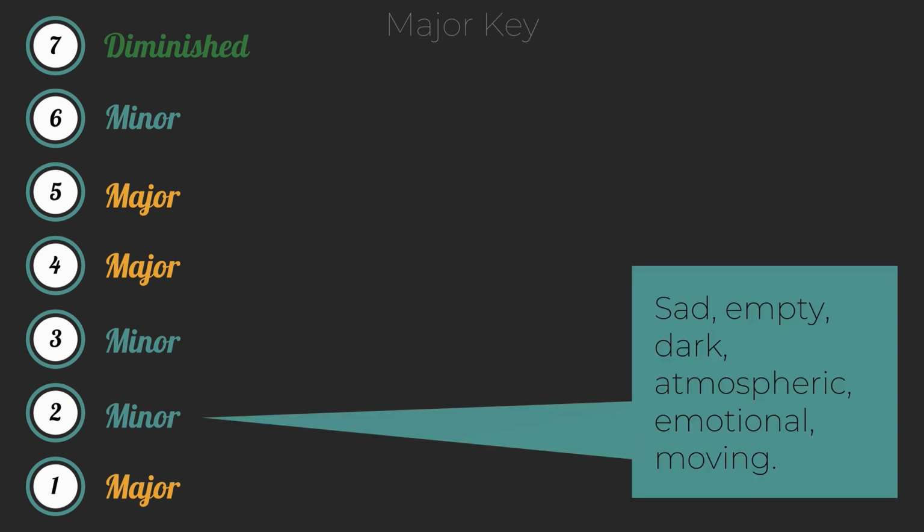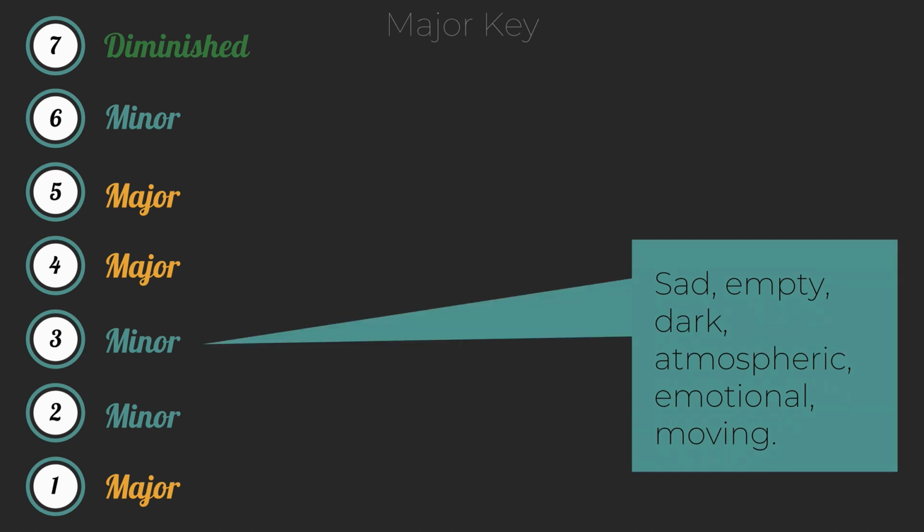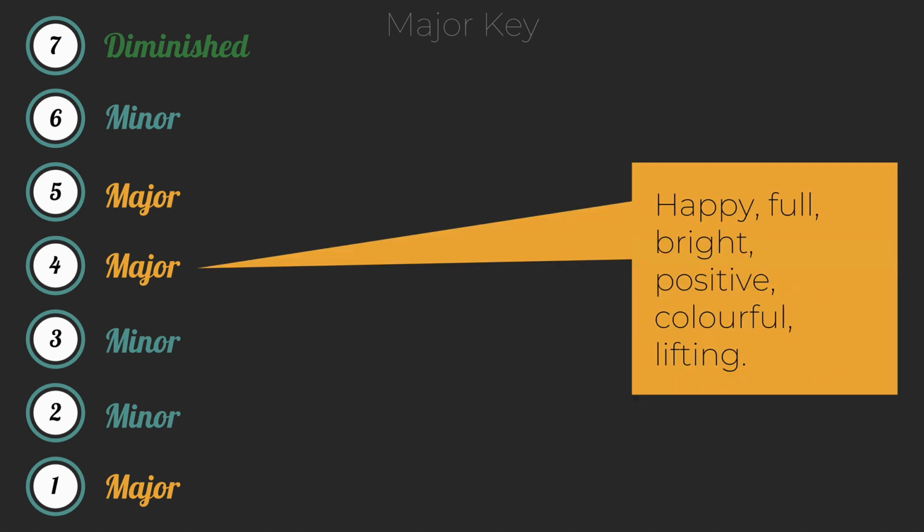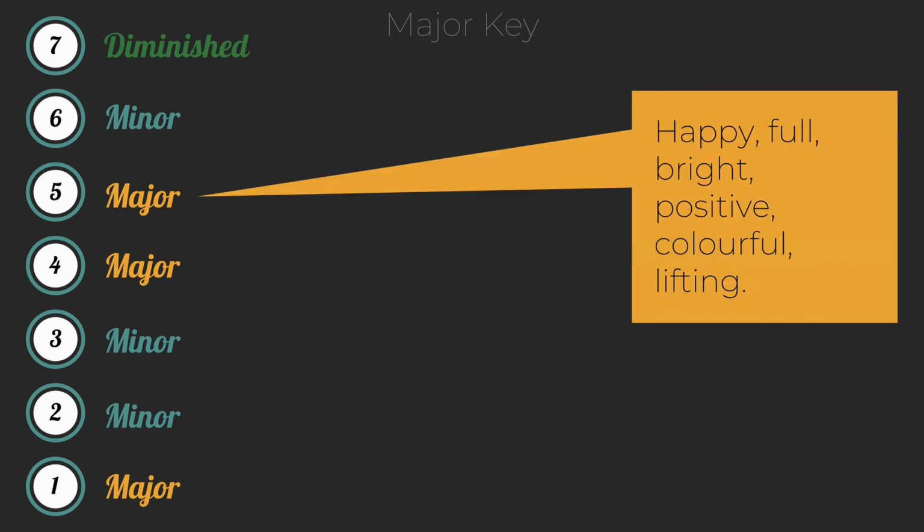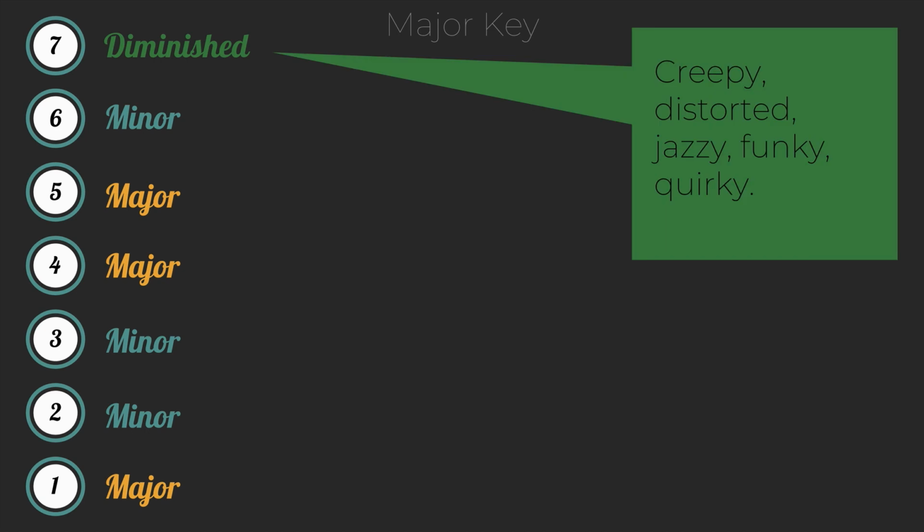Minor chords are, to an extent, sad or empty. Some people say they're dark, atmospheric. Chord 3 has the same quality. And then as we get to chord 4, it's major again. Chord 5 is major again. Chord 6 is minor again. And then chord 7 is, I don't know, let's call it creepy, distorted, funky, or just quirky. It's not quite minor, it's not quite major, it's a bit different. So that's a major key.